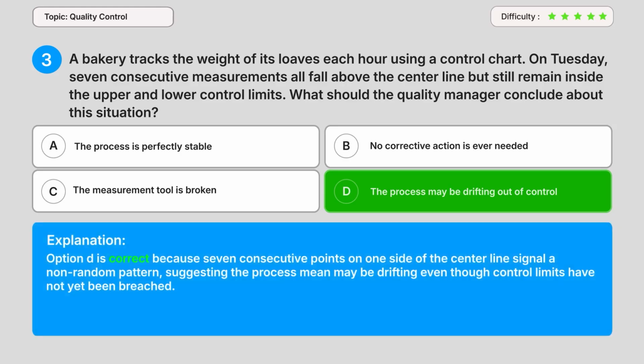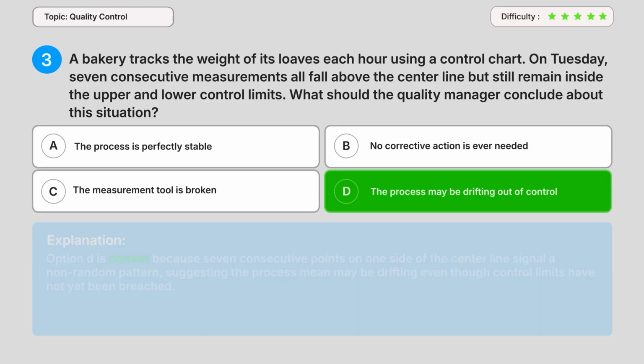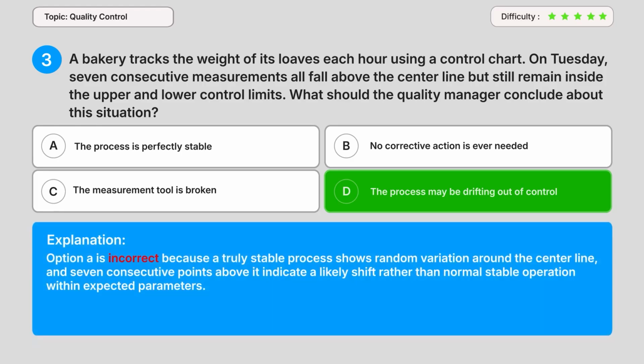Explanation. Option D is correct, because 7 consecutive points on one side of the center line signal a non-random pattern, suggesting the process mean may be drifting even though control limits have not yet been breached. Option A is incorrect because a truly stable process shows random variation around the center line, and 7 consecutive points above it indicate a likely shift rather than normal stable operation within expected parameters.